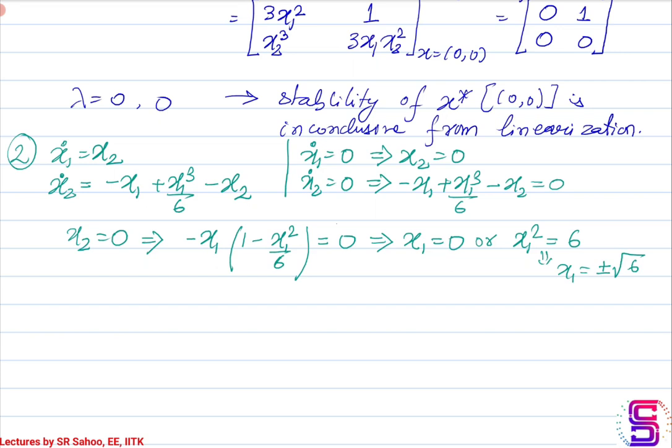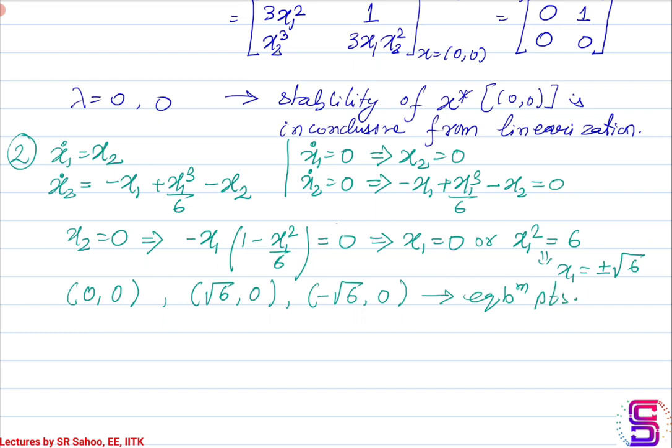So what are the equilibrium points that we have with us? The equilibrium points that we have is 0 0, root 6 0, and minus root 6 0. So these are the equilibrium points that we have. We have multiple isolated equilibrium points in this case.